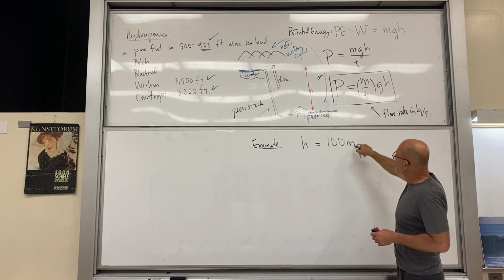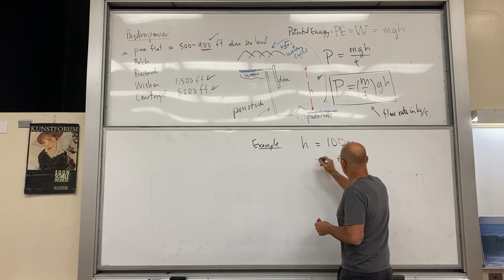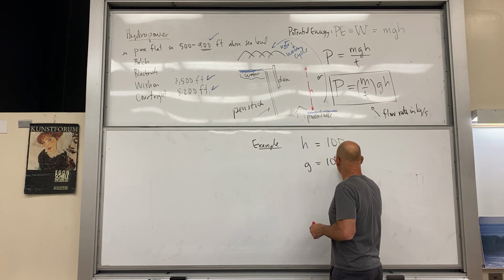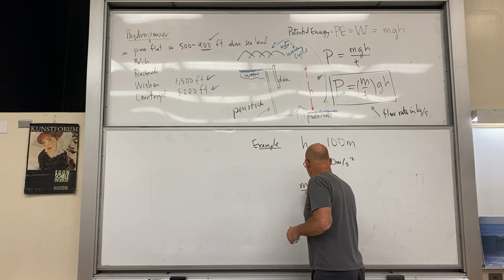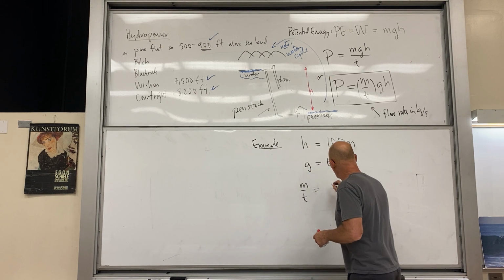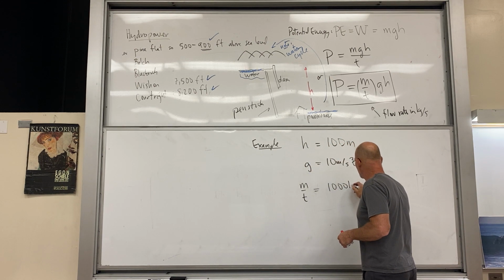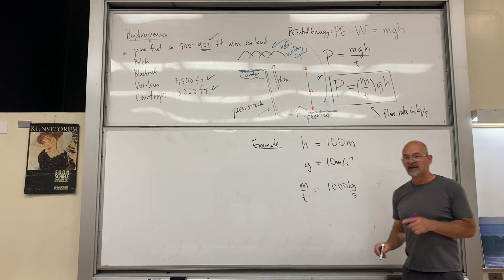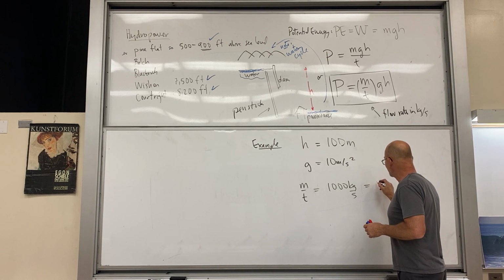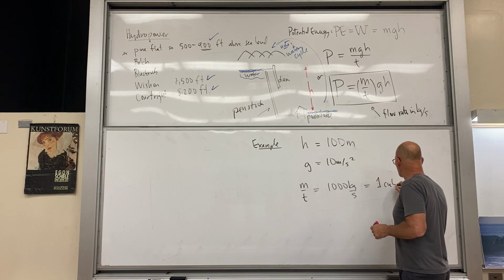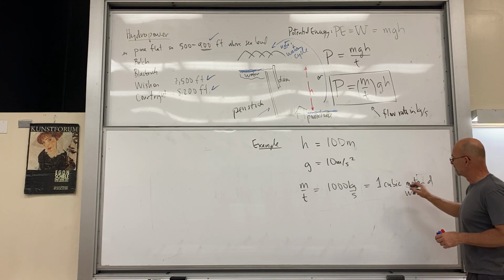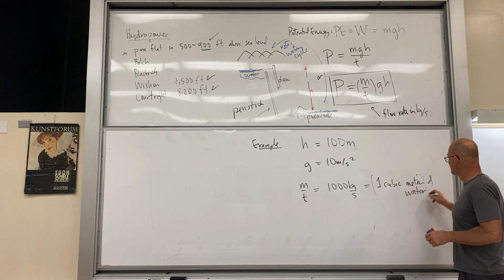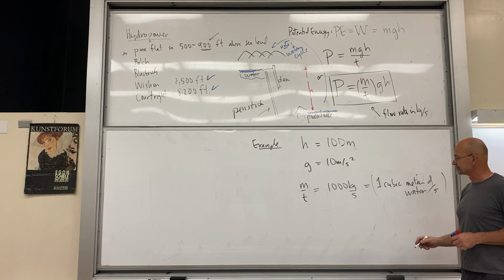So we're going to let H be 100 meters. We're going to use G equals 10 meters per second squared. That's always good for estimates. And we're going to use M over T equals 1,000 kilograms per second. That's a useful number because that is actually equal to 1 cubic meter of water per second. I'll put this just parenthetically, 1 cubic meter of water per second.